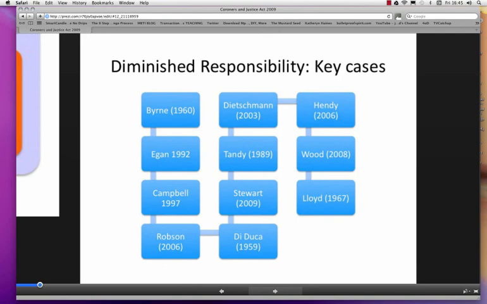Some key diminished responsibility cases are these. Now, please make sure that you pause the presentation here and you look up as many of those cases that you can find, and please now include them in your case log. They are not the only cases we're going to consider, but they are some very key cases within this area.